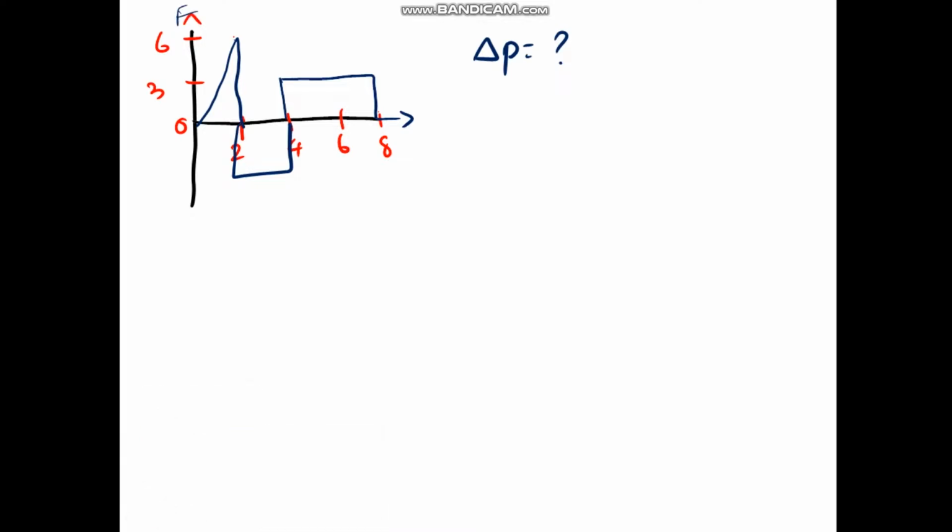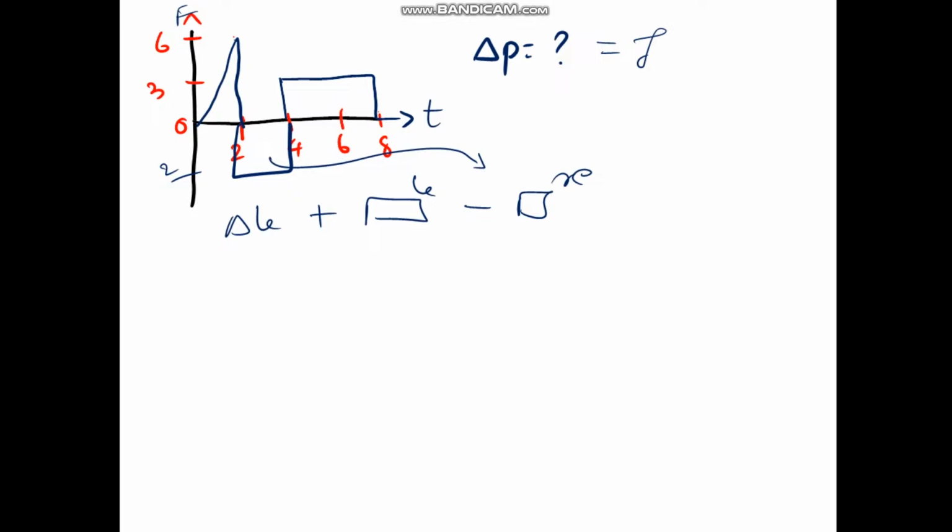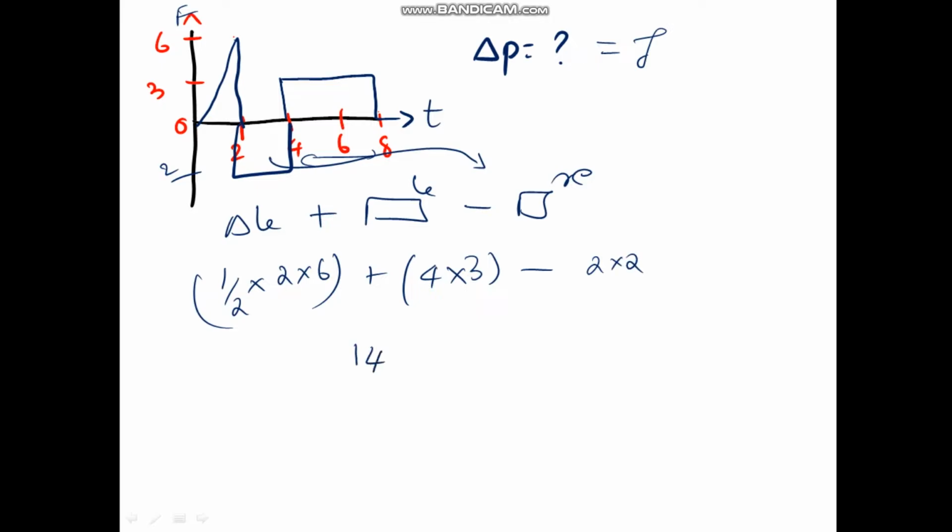Okay, this is an F-T graph and they are asking the change in the momentum. Change in the momentum is nothing but the impulse imparted, which is the area of triangle plus area of rectangle minus area of the square, since it is along the downward direction. Area of triangle is 1 by 2 into base into height, plus area of rectangle is 4 seconds, 4 into height 3, minus area of square is side into side, 2 into 2. So the answer is 14 Ns. This is the impulse or the change in momentum.